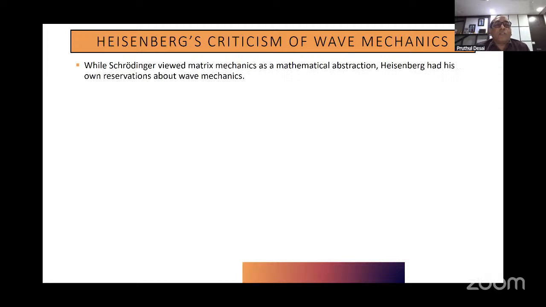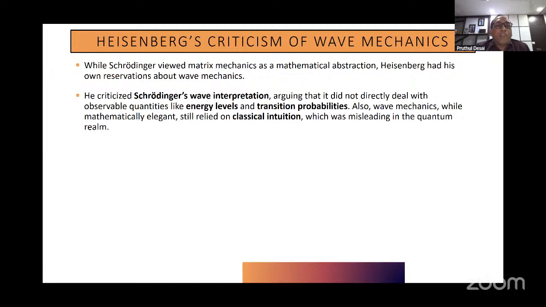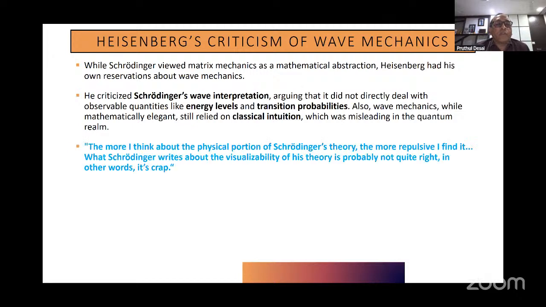So while Schrodinger viewed matrix mechanics as mathematical abstraction, Heisenberg had his own reservations about wave mechanics. He criticized Schrodinger's wave interpretation, arguing that it did not directly deal with observable quantities like energy levels and transition probabilities. Also, wave mechanics, while mathematically elegant, still relied on classical intuition, which was misleading in the quantum realm. So Heisenberg believed that when you look at quantum mechanics, you have to give up on your classical intuition. And that is where he had his own reservations.